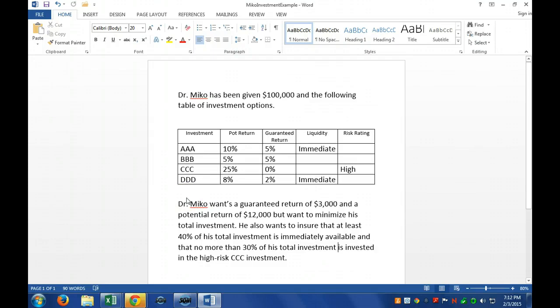All right, so I just made this example up. So it's either going to go well or totally awful, so bear with me.